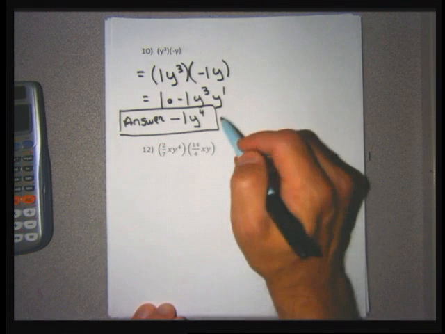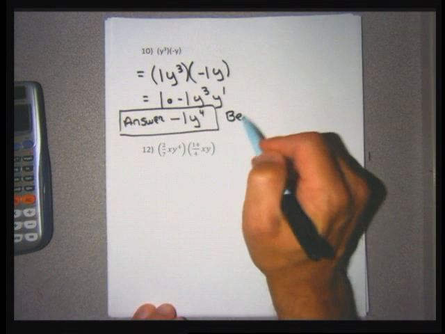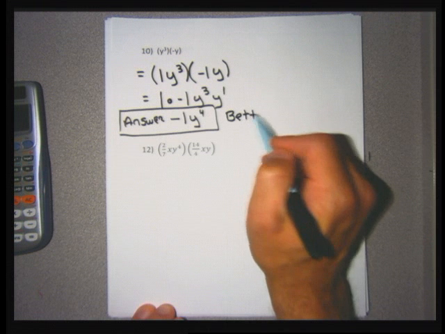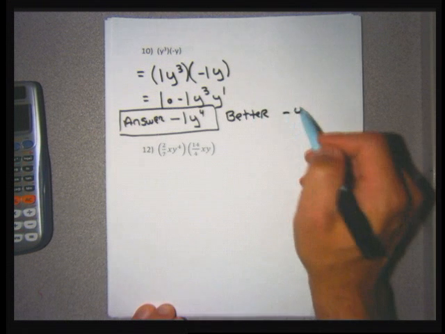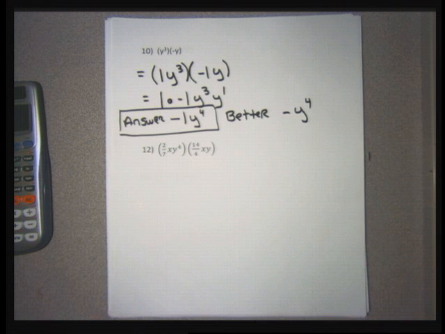An acceptable answer for this would be negative 1y to the 4th. It would be better if I didn't write the 1 and I just wrote negative y to the 4th. Negative y to the 4th is equal to negative 1y to the 4th, and it's less stuff to write, so it's somehow considered better.